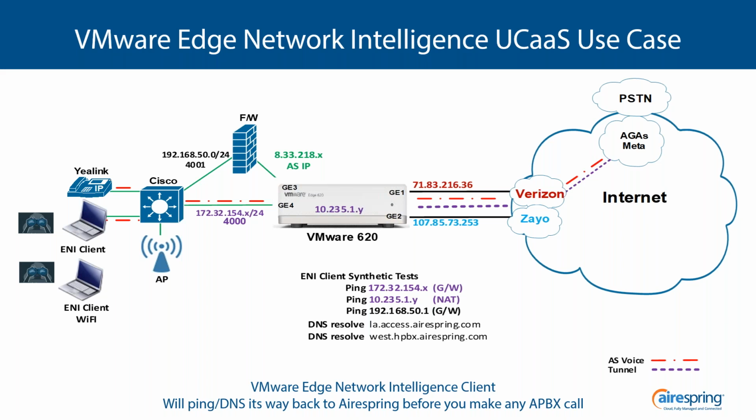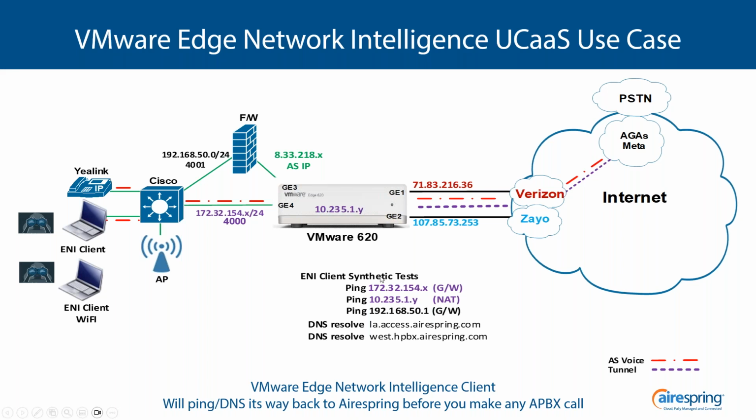Here, standard AirSpring AirPBX setup with SD-WAN. VMware 620, Cisco switch, Yealink phones, firewall of your choice. Hopefully it's one of ours. But now, and maybe they have Max UC client on their PCs for soft phones, very popular. Put the ENI client on because they have the VMware, it comes with it.